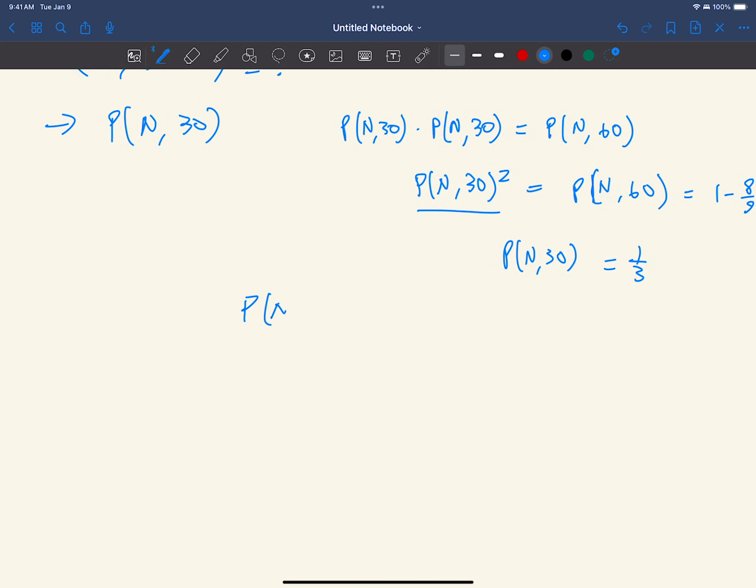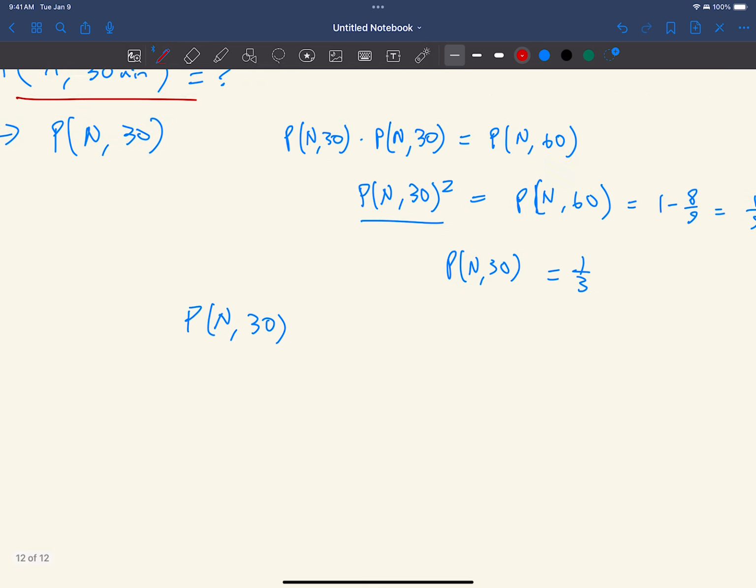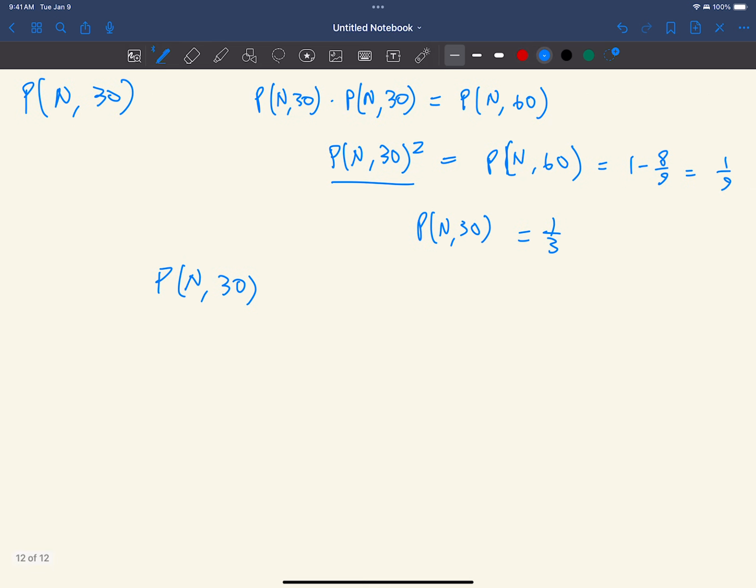We know the probability of not having an accident in 30 minutes, and we want to find the probability of having at least one accident in 30 minutes. And so to do that, we just take the complement. This is just equal to 1 minus 1/3, which is 2/3. And we're done.